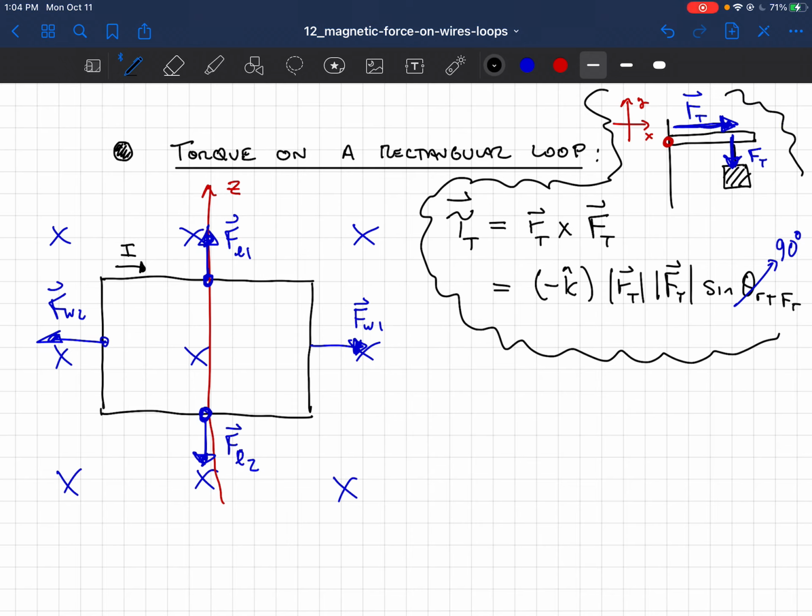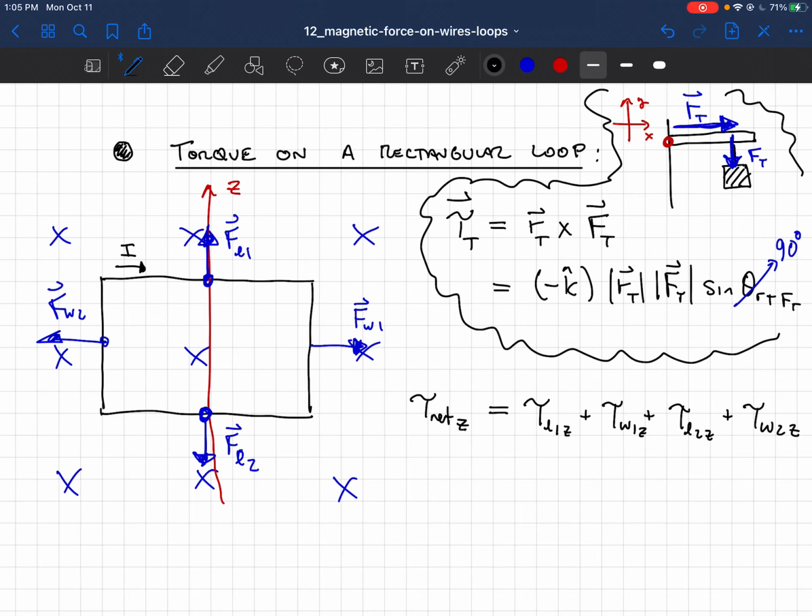Now let's do it for the rectangular loop. What is the total torque? So the torque we're going to find along the z-axis. I want to find the components of the torque along the z-axis, and it's going to be equal to the torque due to L1 plus the torque due to W1 in the z direction, plus the torque due to L2 plus the torque due to W2 in the z direction.